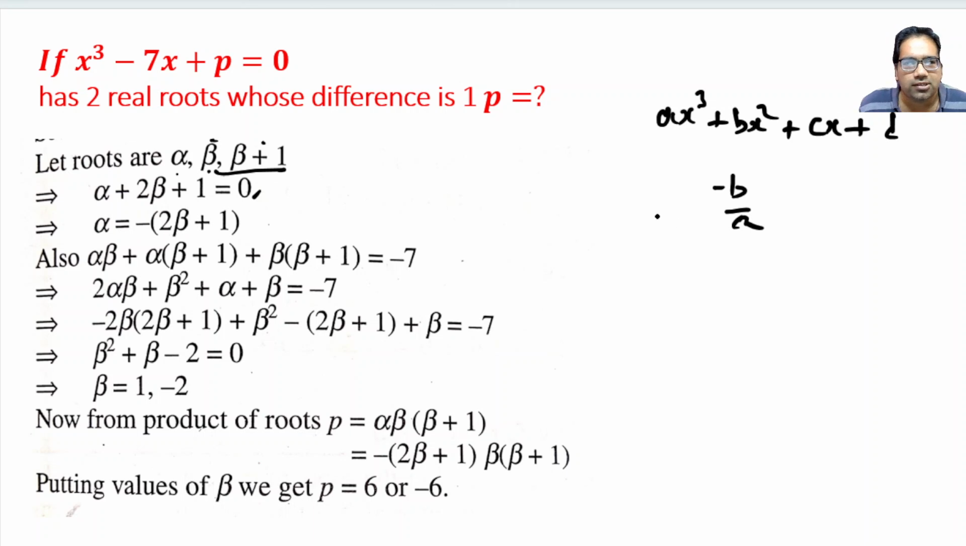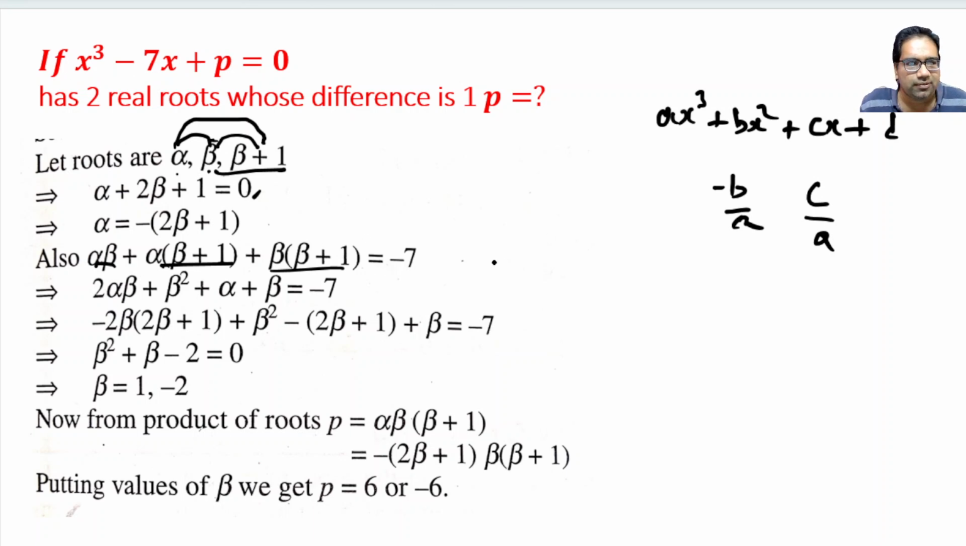Now, the product of roots taken 2 at a time. That is alpha beta, beta into beta plus 1, and alpha into beta plus 1. When we have three roots, the sum of products taken 2 at a time should be equal to c by a. What is c? C is minus 7. Minus 7 by 1, which is equal to minus 7.